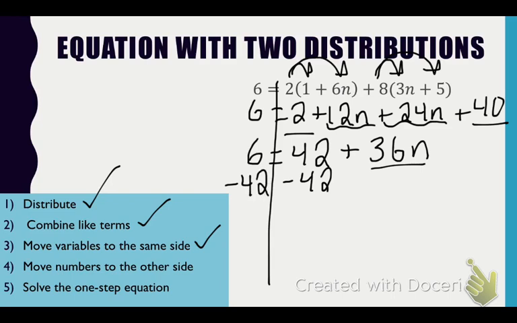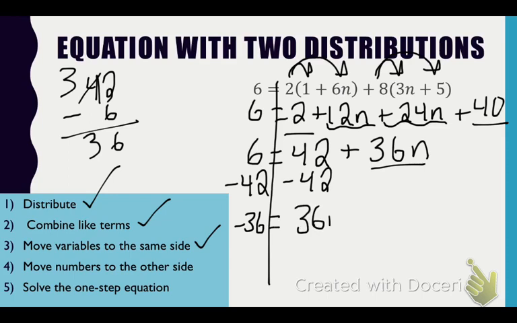When I have a positive and negative, I'm going to subtract the two. So 42 minus 6, right? That gives me negative 36 because 42 is bigger, equals 36n. I'm going to divide both sides by 36, and n equals negative 1.